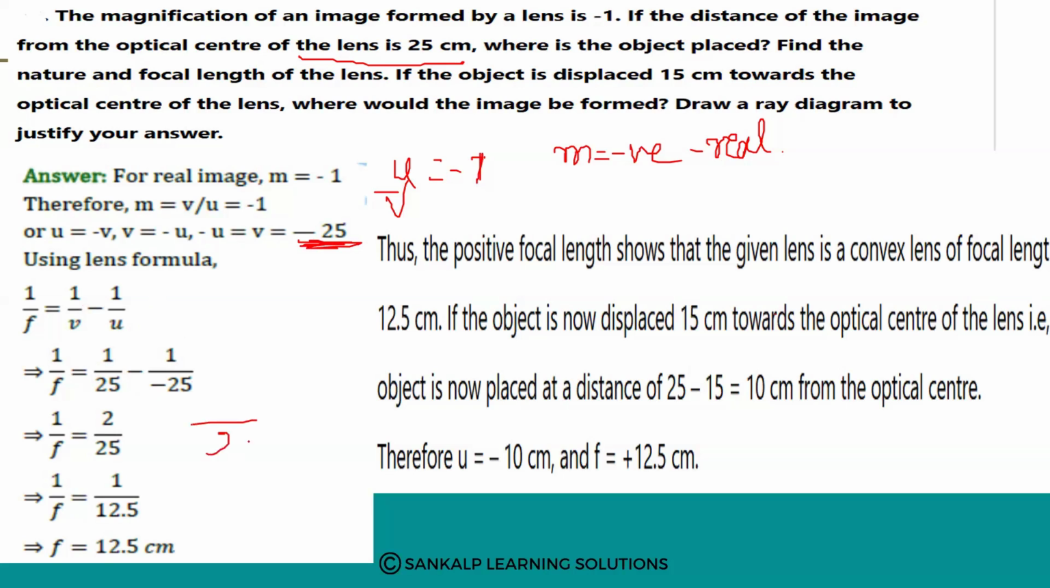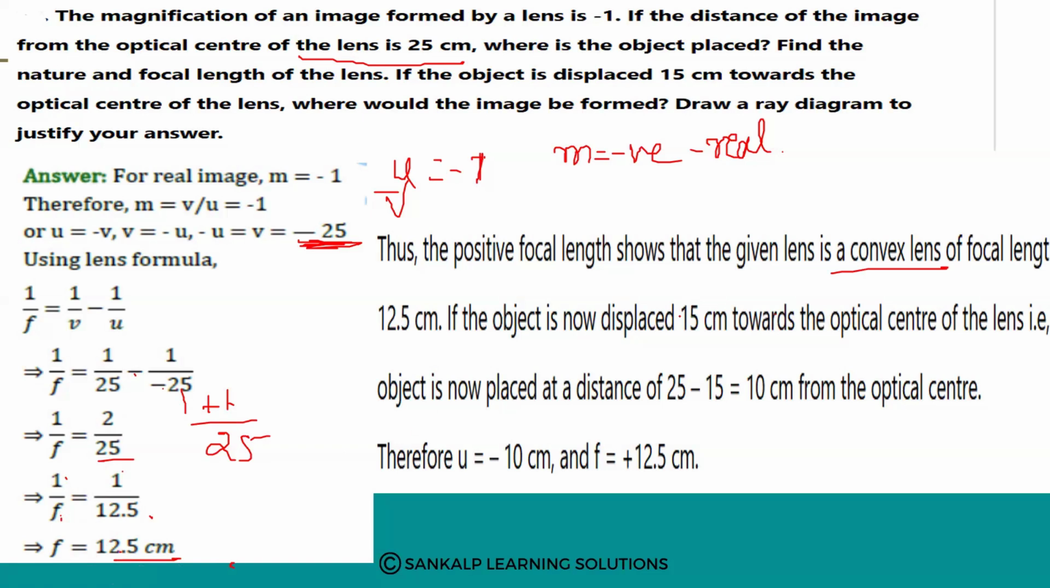So minus into minus is plus. So 1 plus 1 is 2 divided by 25. 1 divided by f is equal to 2 divided by 25. Therefore, 2 divided by 25 is 1 divided by 12.5. Then what is the value of f? f is 12.5 centimeter. Thus, the positive focal length shows that the given lens is a convex lens. Here f is positive, therefore it is a convex lens of focal length 12.5 centimeter.